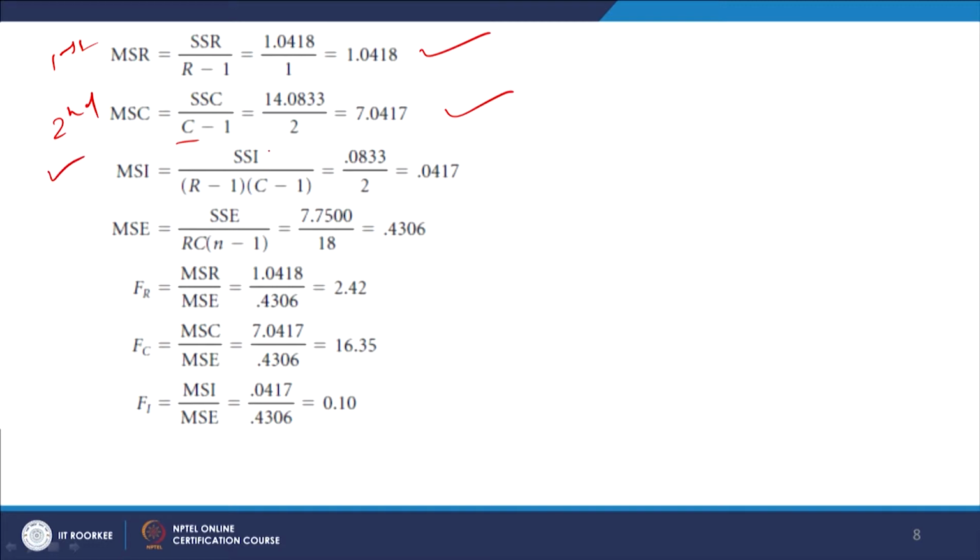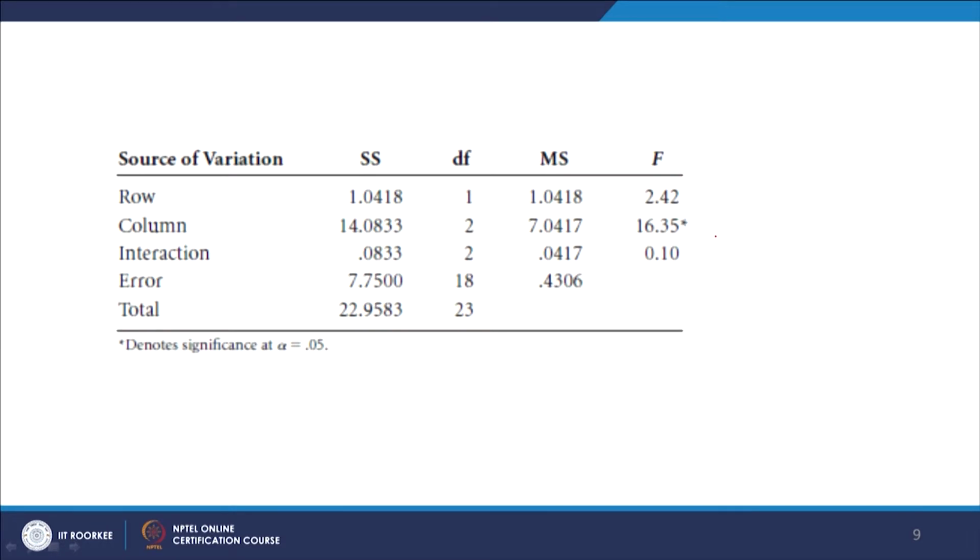The interaction is the sum of squares of interaction which you have calculated, divided by (r minus 1) into (c minus 1). So, 0.41. The mean sum of square error, or within, is the sum of square of errors divided by row into column into (n minus 1). So, this is giving me 4.3. So, I am getting the F ratio for the first factor, the F ratio for the second factor and the F ratio for my interaction. Once I get these three, then I can write it like this.